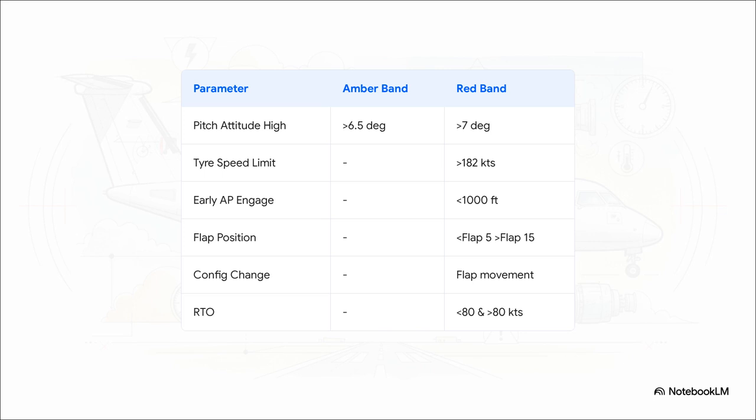Finally, rejected takeoffs, or RTOs, are logged as critical events, and they're categorized strictly by speed. Below 80 knots is a low-speed RTO, and above 80 knots is a high-speed RTO.